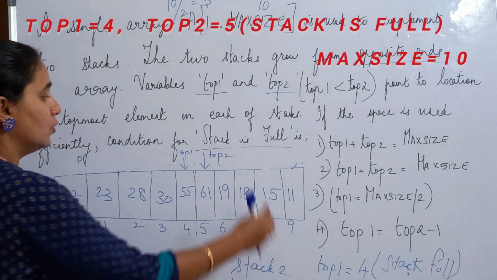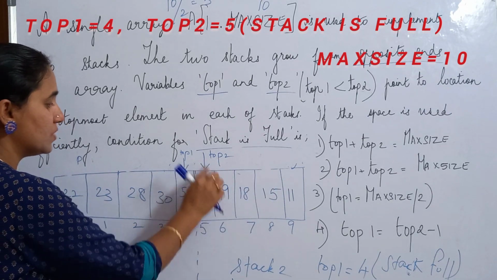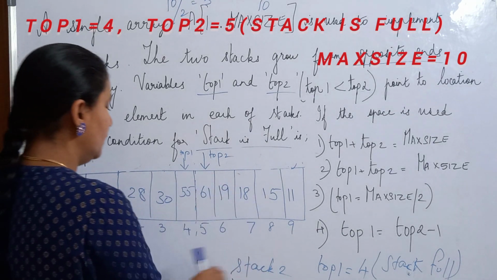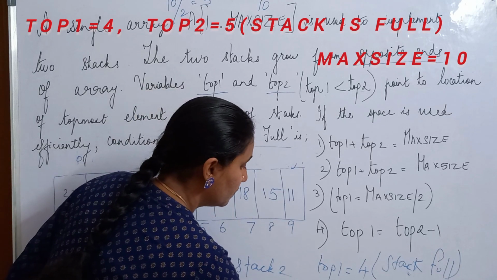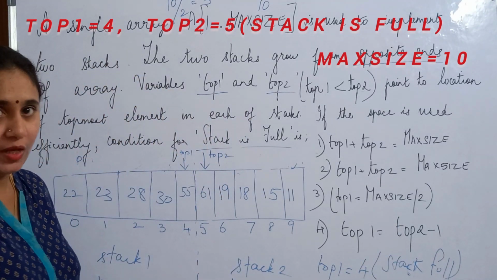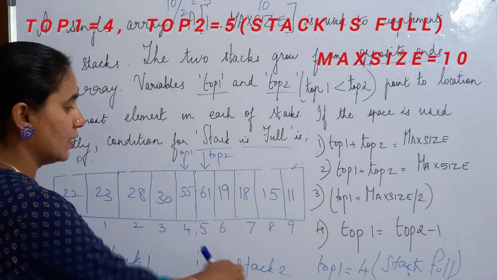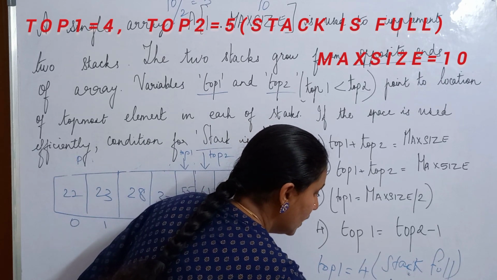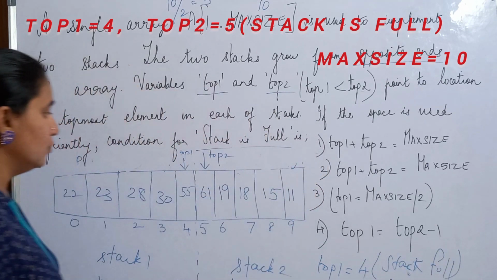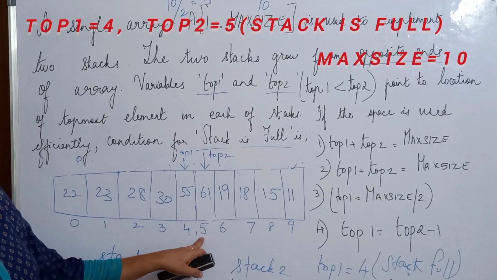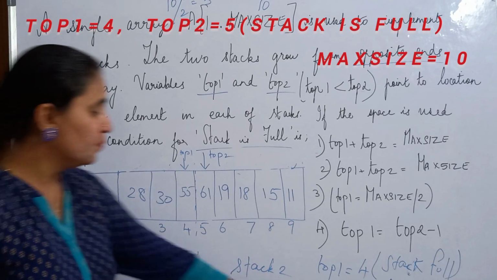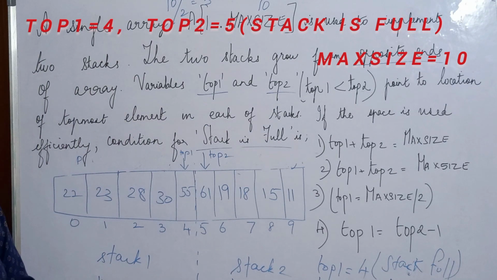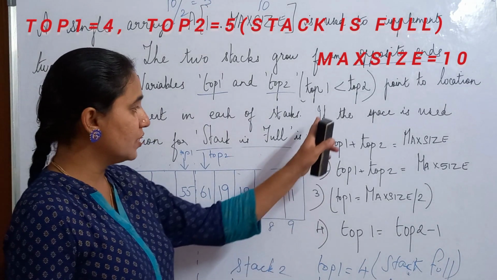Now for stack 2, the top 2 pointer, when stack 2 is full, the top 2 is reaching the maximum size of the data structure. So here, when the index value is 5, the stack is going to be full for stack 2. Yes or no? Yes. So when the stack is going to be full, the topmost pointer value will be the index value of stack 2. So what is the index value? It is 5. So now the top 2 pointer is pointing to this location, isn't it?